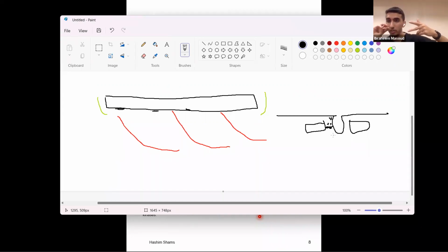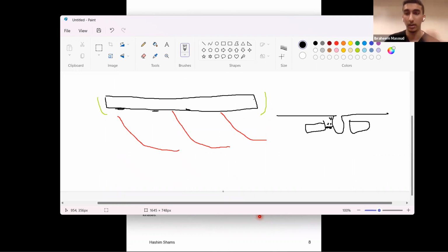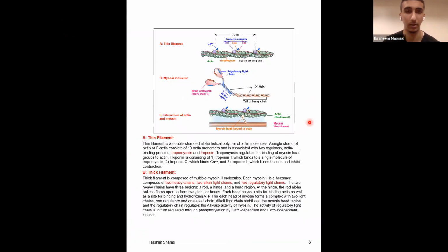Calcium will leave the ryanodine receptor, and calcium will go here to the actin, and allow the actin to be exposed for the myosin to contract. This is what I said so far. Okay, we're cool with this. Let's continue from this lecture.